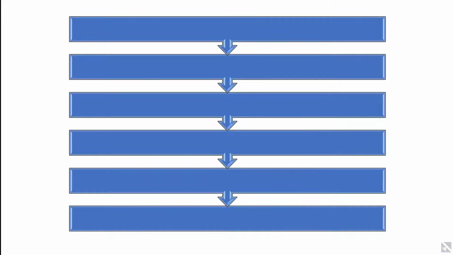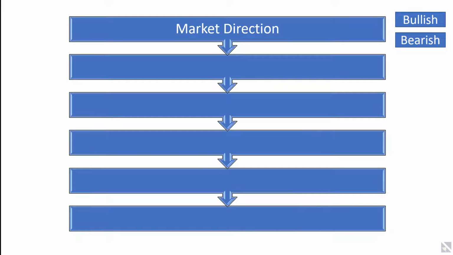There are 6 pieces, the top 5 build on each other, and then the 6th kind of ties it all together. We start off at the top with market direction. A lot of traders just ignore this and go out and start placing trades. You're going to be placing trades that are either bullish or bearish, right? So you've got to know which way the market's moving.